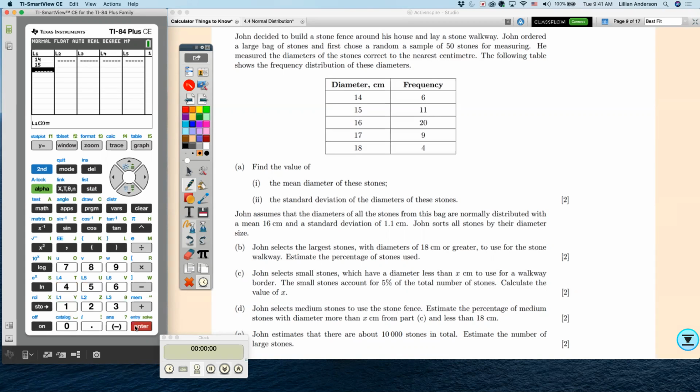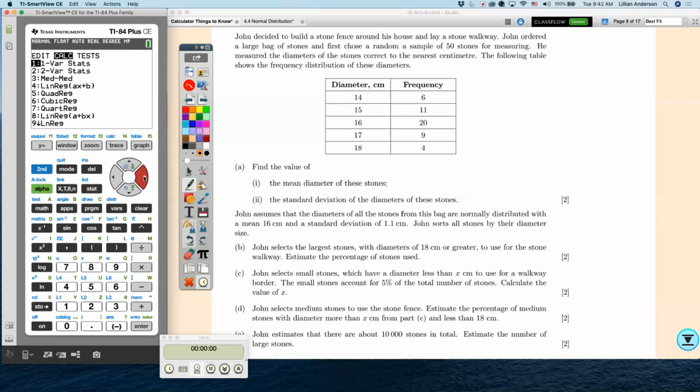14, 15, 16. Everybody should be typing these in because we're trying to get that muscle memory back of how to do all of these different things. How do I find the mean and the standard deviation? What do I have to do? Stat, calc, which option? It's either one or two. Remember, it's either one variable or two variables.